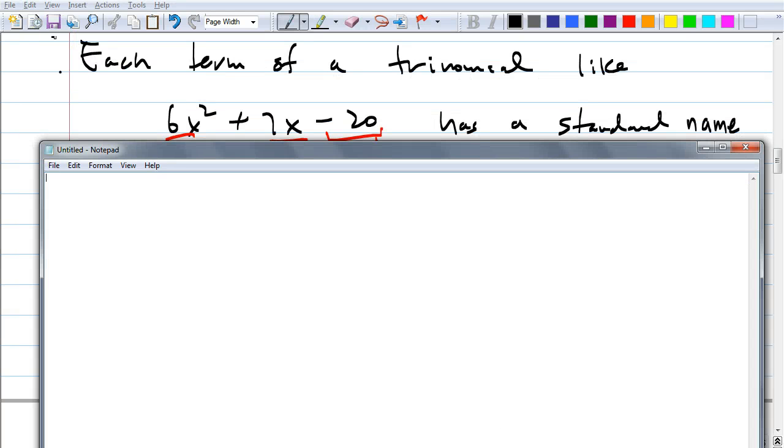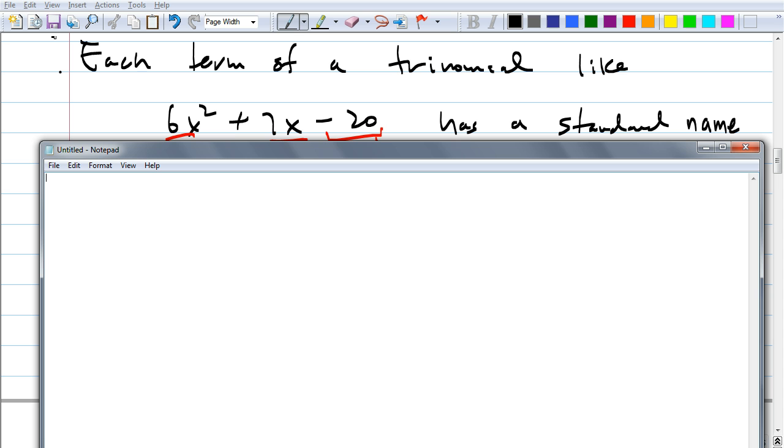Let's switch gears a little bit. Let's do some vocab work here. Each term of a trinomial that looks like this, 6x squared plus 7x minus 20, has a standard name. By the way, this is written in standard form. Each of these terms, what do I mean by each of the terms? What are the terms for this trinomial? Can somebody tell me? Yes.